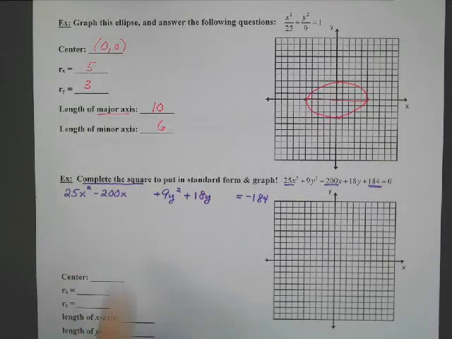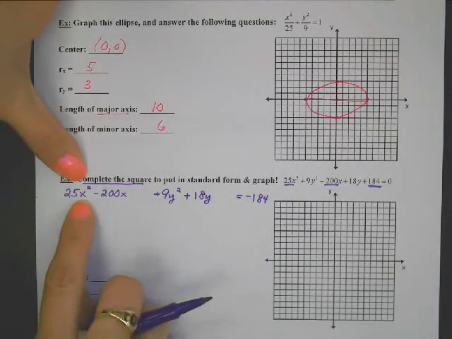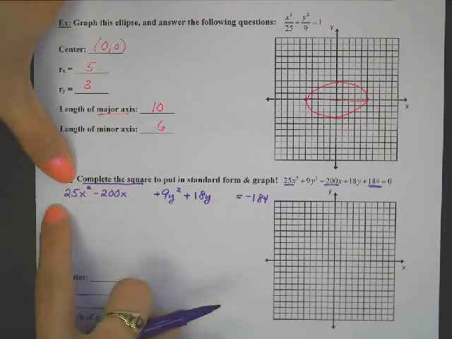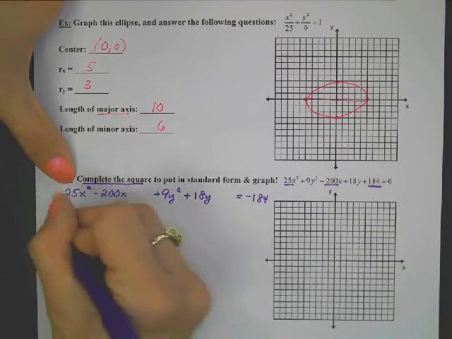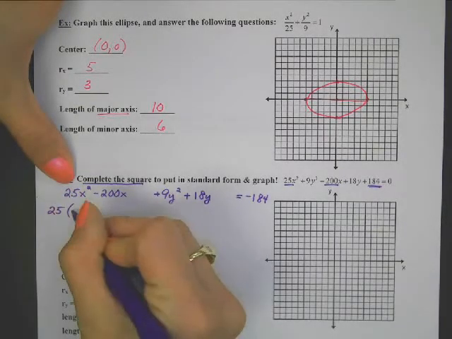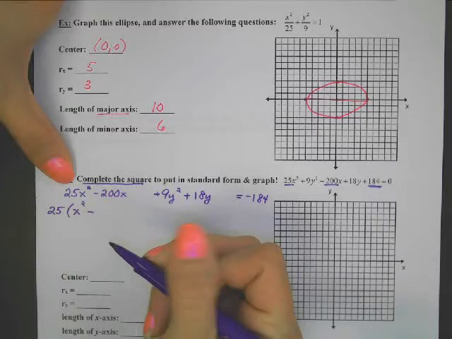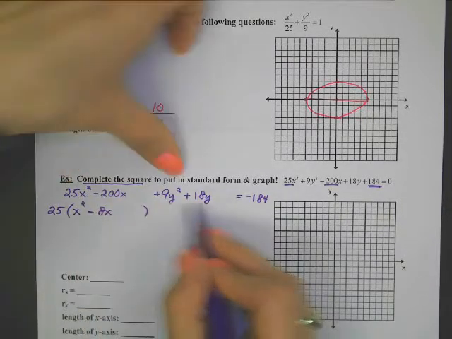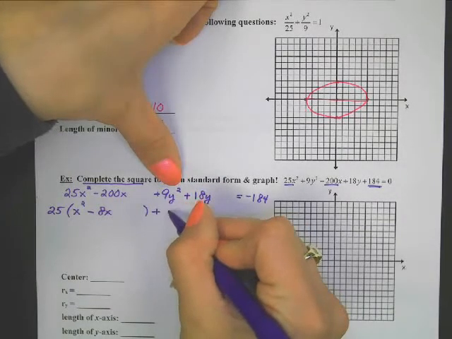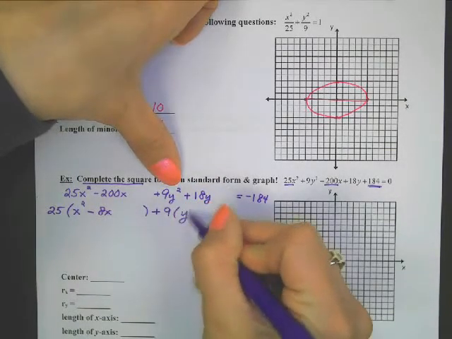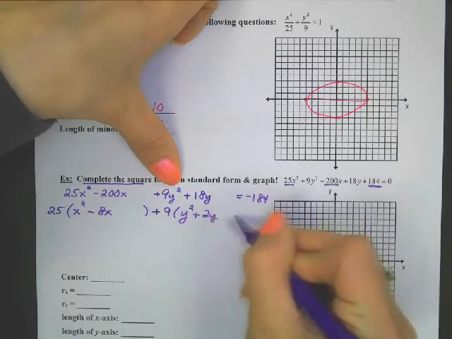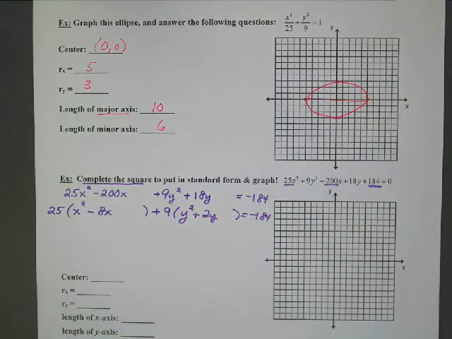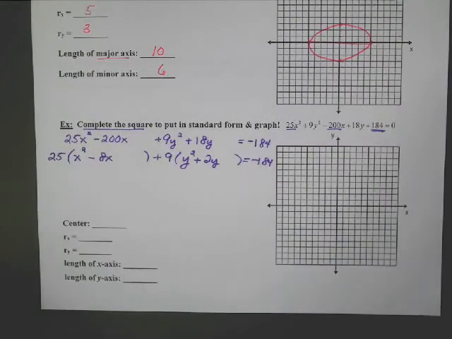Okay, are we ready to half and square? No, not yet. Remember, when you complete the square, you have to get the x squared term alone. So the first thing we're going to do is to divide both of the x terms by 25. So that gives us the quantity x squared minus 8x. Okay, and I'll leave some space. Let's do that here for the y's. You're going to have to factor out a positive 9, and that gives you y squared plus 2y, leave some space, equals negative 184.